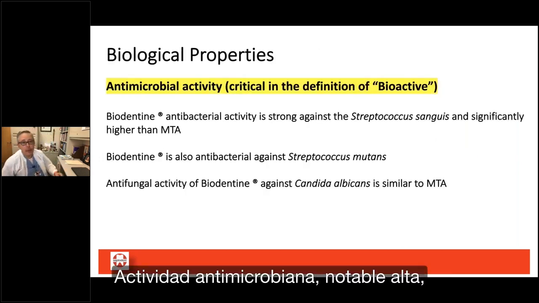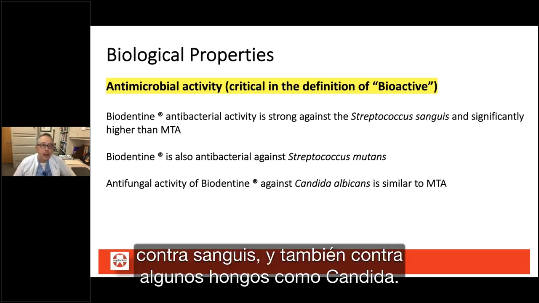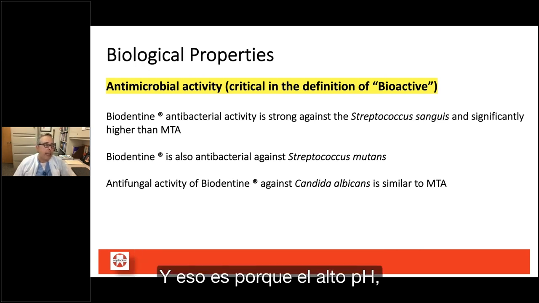Antimicrobial activity, remarkably high, is critical in the definition of bioactive. Biodentine is antibacterial, very strong against mutans, against sanguis, and also against some fungi like Candida. And that is because of the high pH, which is close to 12.